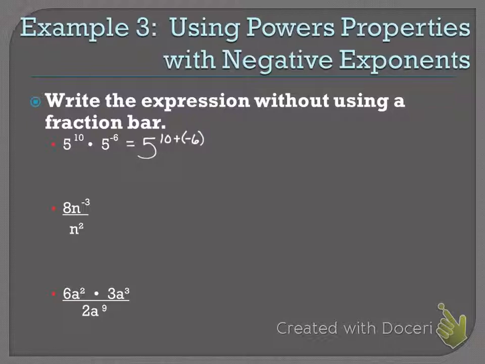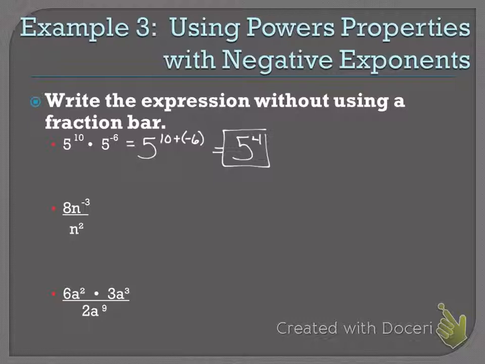You're going to have to apply your rules with integers. If you have different signs, what do you do? Subtract and take the sign of the larger number. What's 10 minus 6? 4, and 10 was my larger number, is positive, so 5 to the 4th power. You must write your product as a positive with a positive exponent. So do I have a positive exponent? Yes, I do. So I'm done.